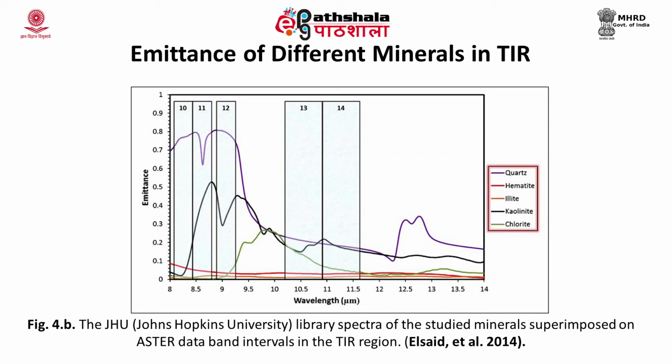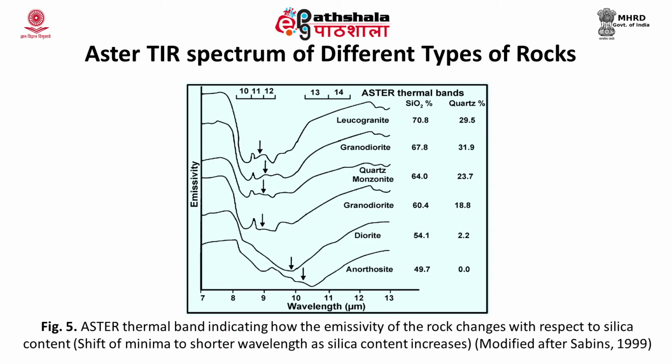This is from Johns Hopkins University. It is superimposed on the ASTER data band interval in the TIR region. So, here if you look at this ASTER TIR spectrum of different rock types, as we know different rocks are composed of different minerals. So, depending upon the mineral composition, the behavior or the characteristic of these different rocks will differ. And here you can see different rock types like granite, granodiorite, quartz monzonite, diorite, anorthosite.